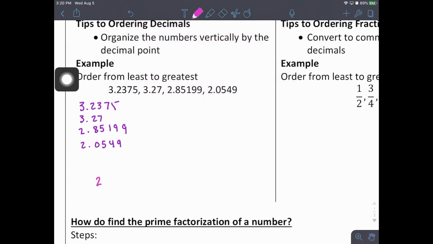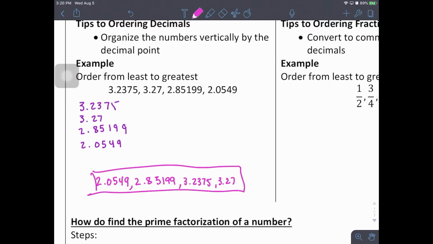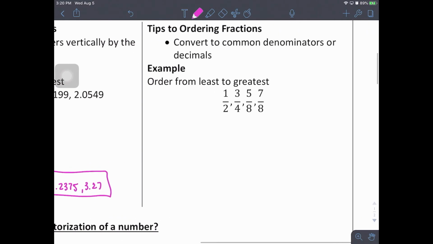2.0549. There's no other 2 values, so we know immediately then 2.85199 is our next least value. Now I'm looking at the 3's here, so they tie. I go to the next place value, they tie, they're both a 2. I go to the next place value. This top one, 3 is less than 7, so this top value is smaller. So 3.2375 and then 3.27. So that's our answer there.